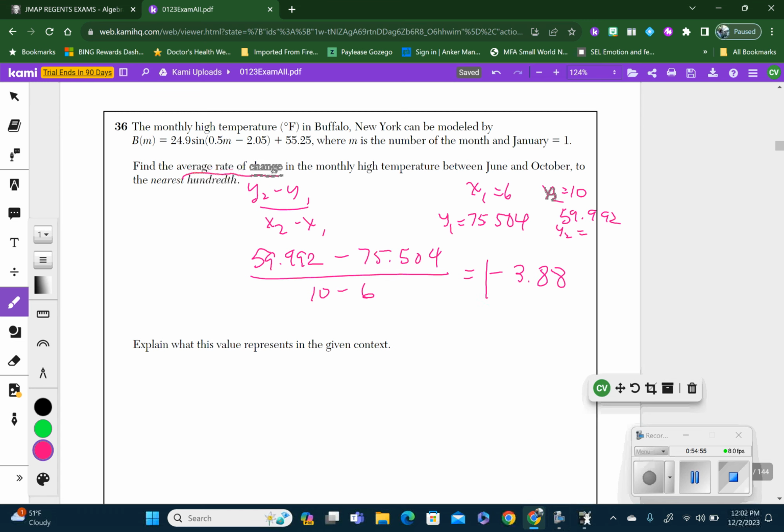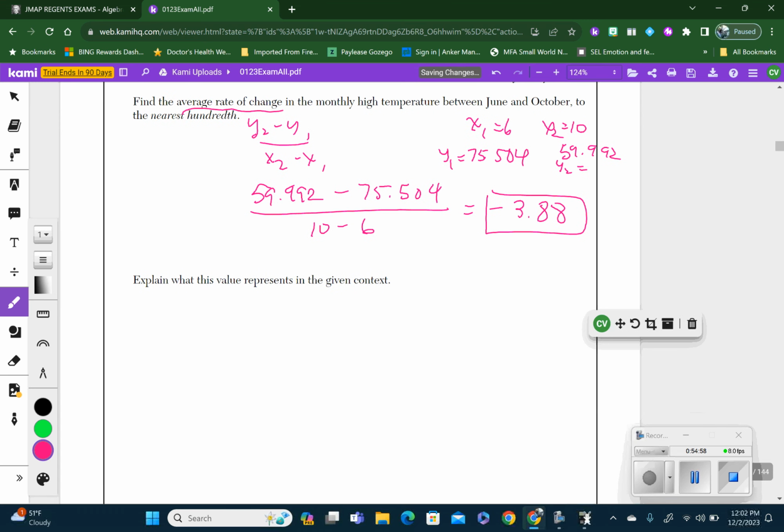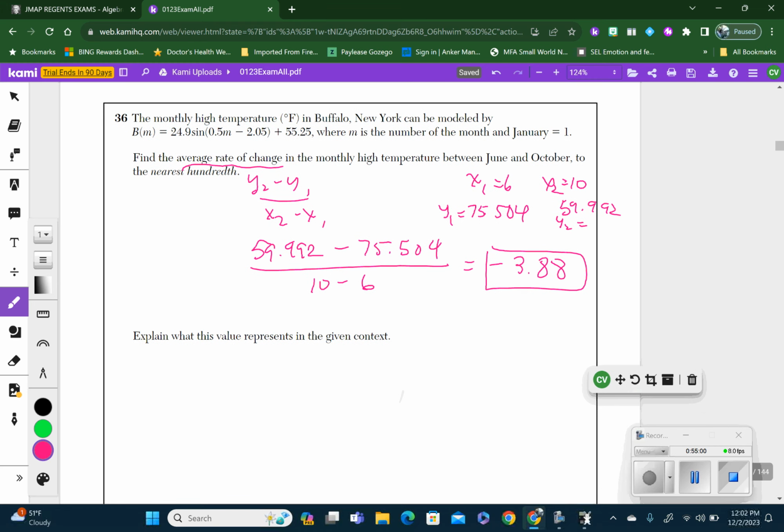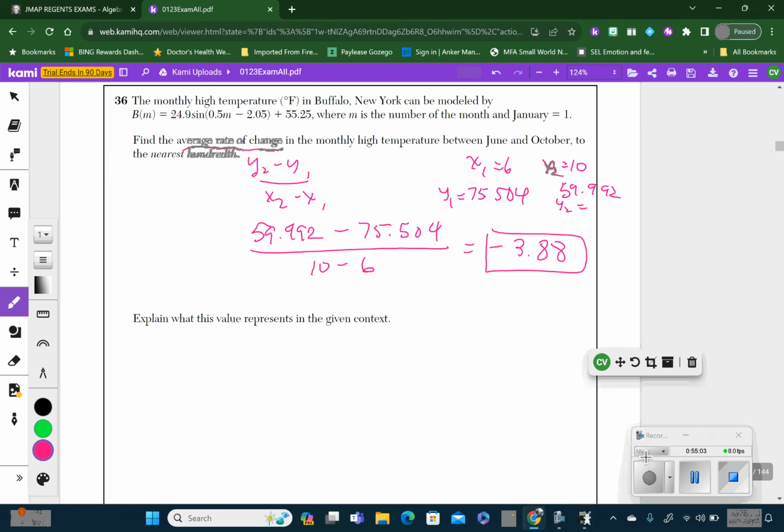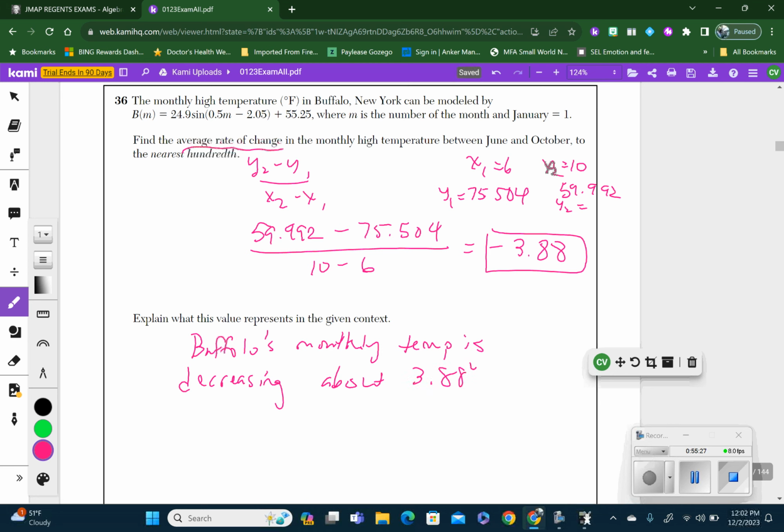And so now the last thing it says, explain what this value represents. Since this is temperature, it's decreasing temperature. So Buffalo's monthly temp is decreasing about 3.88 degrees Fahrenheit per month, right? From, and then we have to write the months, from June to October.